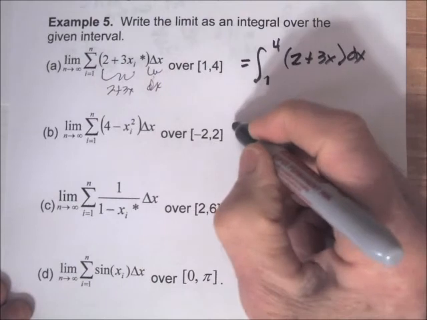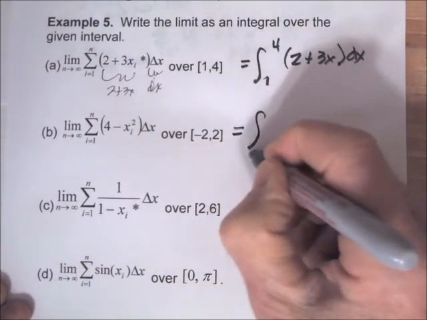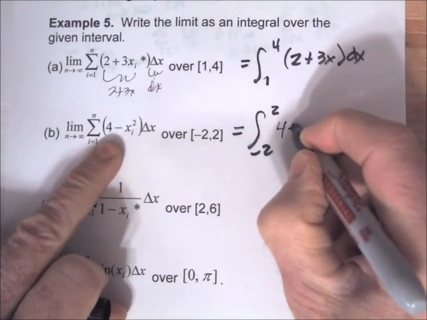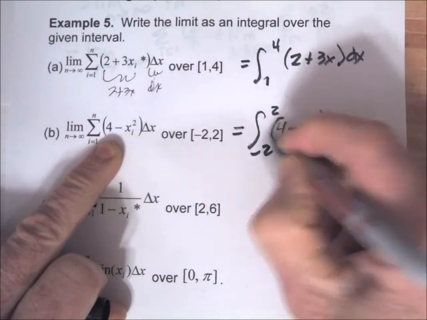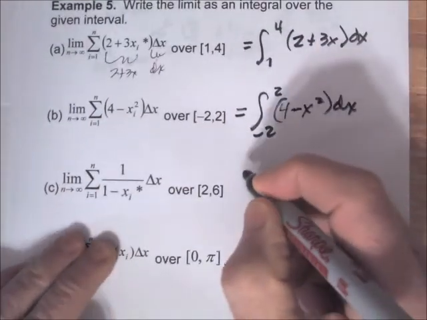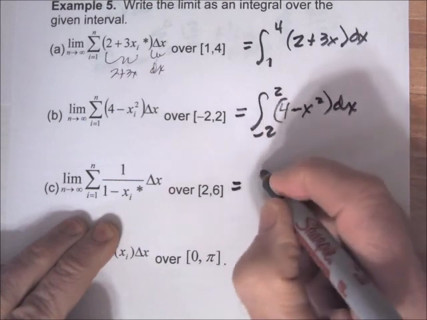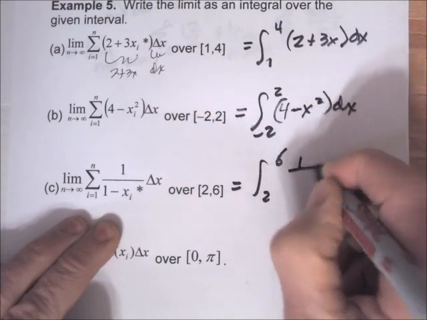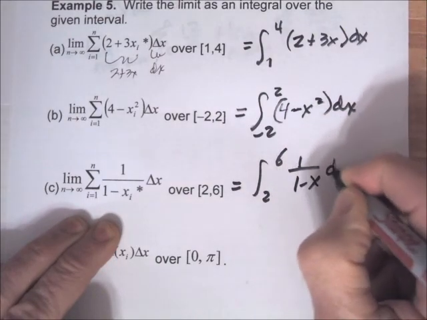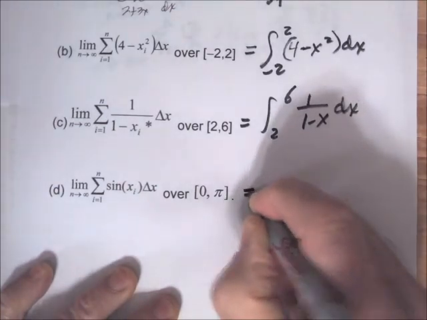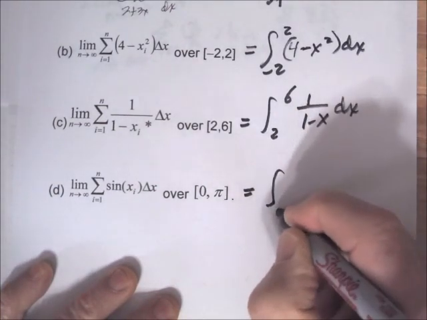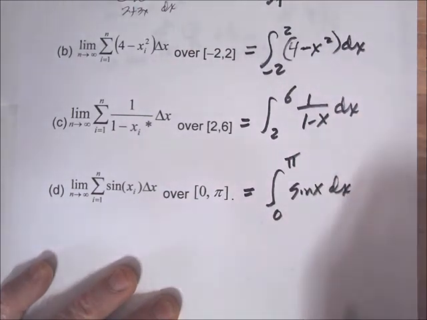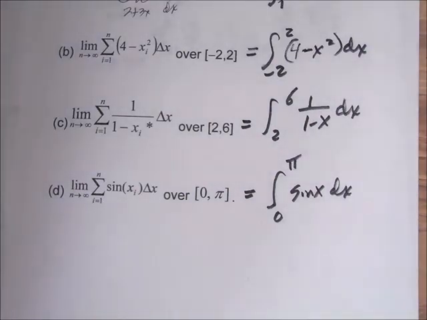And this one here, part b, the integral is from minus 2 to 2. And here's our function, 4 minus x squared dx. This one here is the integral from 2 to 6 of 1 over 1 minus x dx. This one is the integral from 0 to pi of sine x dx. Okay, so that concludes this presentation.